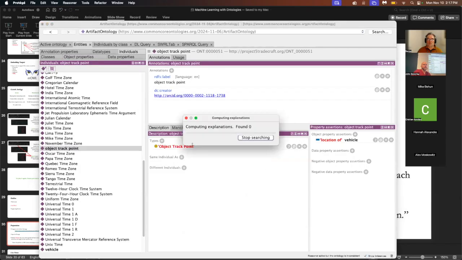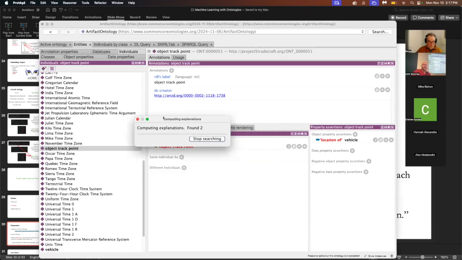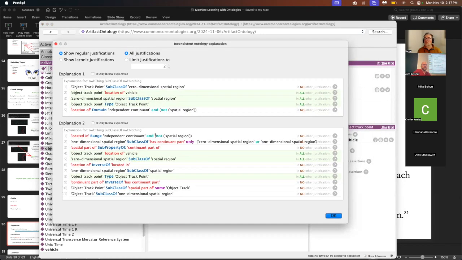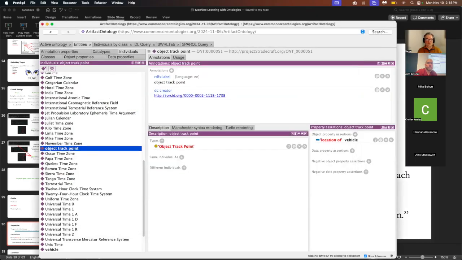Inconsistent, as expected. It's for the reasons that you described. It'll tell me why. I'll tell it to stop searching, just show me. It's basically going to generate several proofs circling around the reason you identified: this location of domain and range. All right, that's a good one.